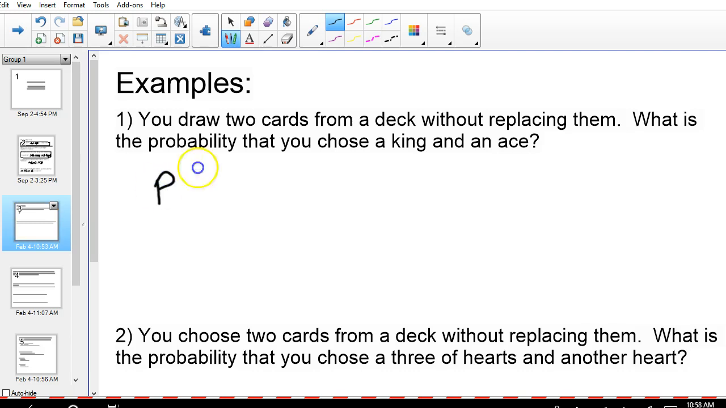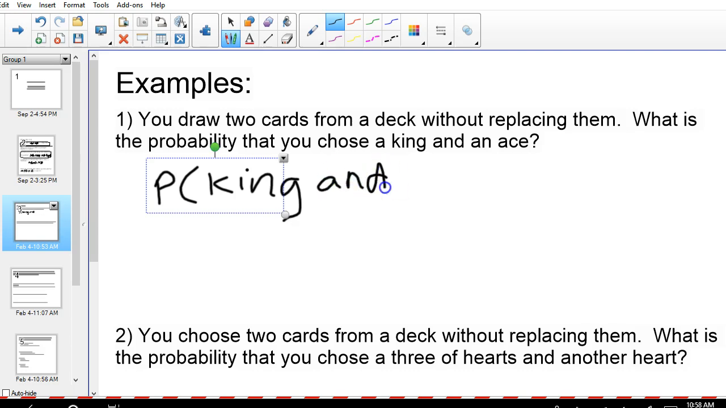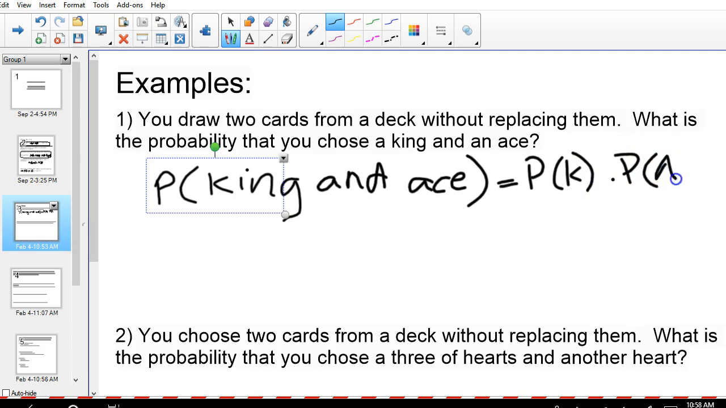So the probability of king and ace. It really should probably say what's the probability that you choose a king and ace. Okay, so this is going to be the probability of getting a king times the probability of getting an ace given that you got a king on the first try.